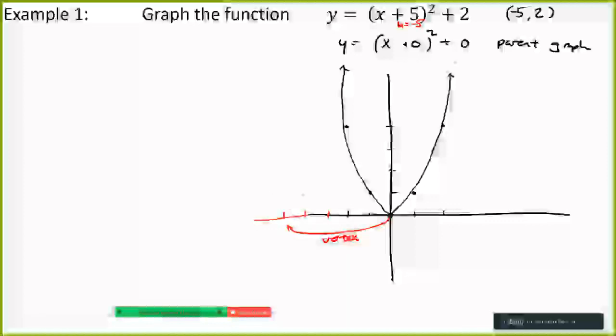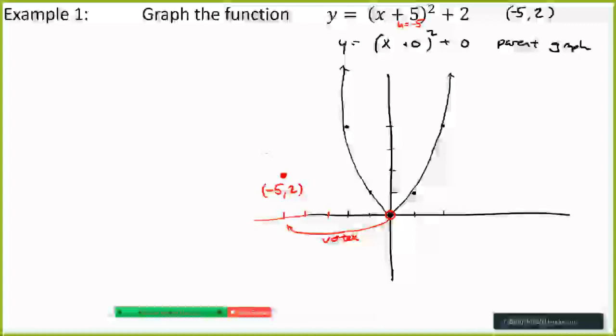And then 2 units up. 1, 2. -5, 2. So this is the actual vertex for our problem, right? But I'm using the parent graph to kind of grab it and drag it across the screen, so to speak. So my old vertex was here at 0, 0, but for our problem, it's at negative 5, 2.